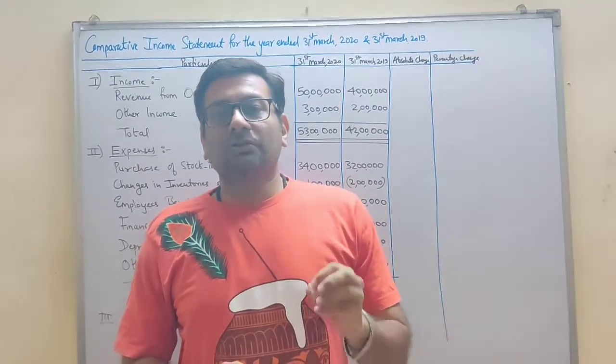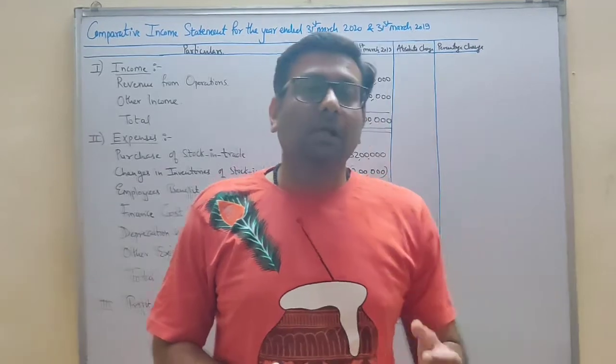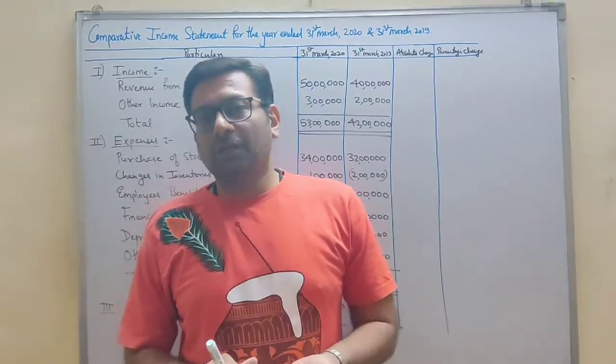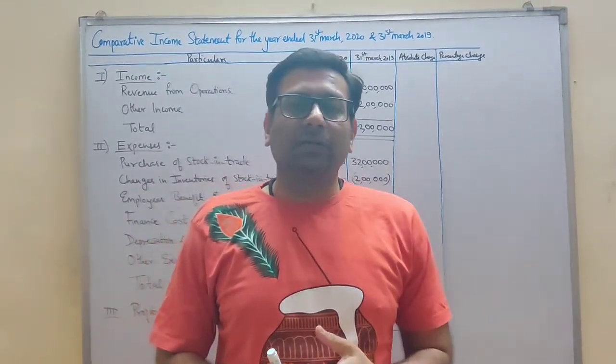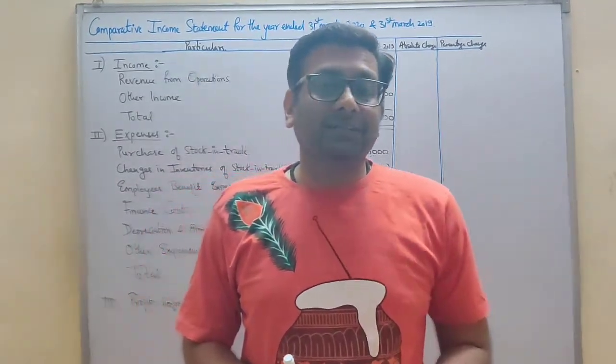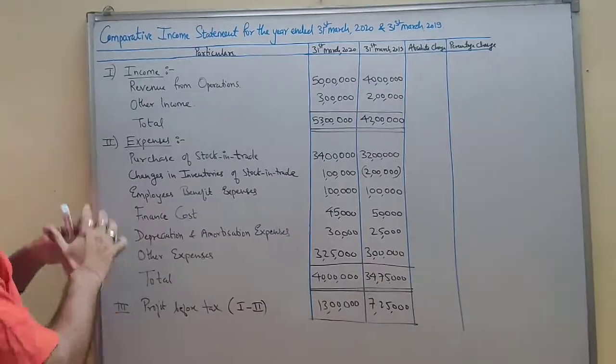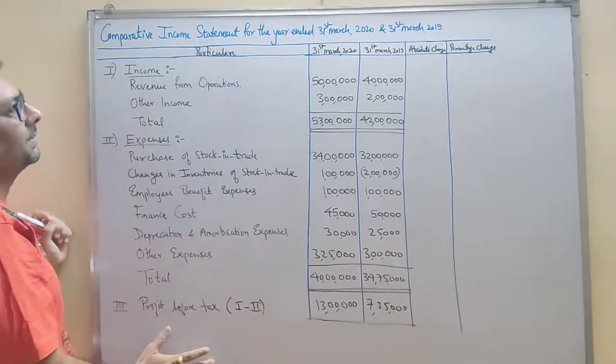It is nothing but profit and loss account. Profit and loss account, students, we make in proprietorship and partnership. But in a company, in a joint stock company, we never make a P&L account, we make an income statement. Now how to make this income statement, I have written already in the board. See, this is what the income statement looks like.